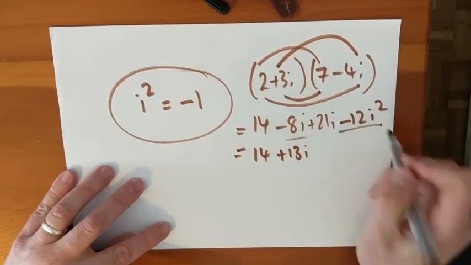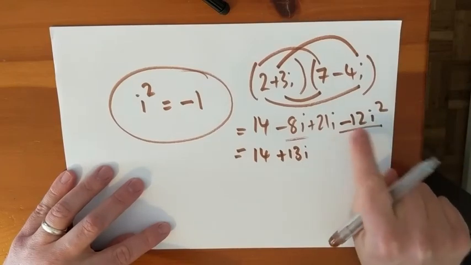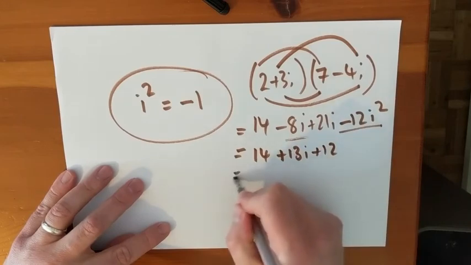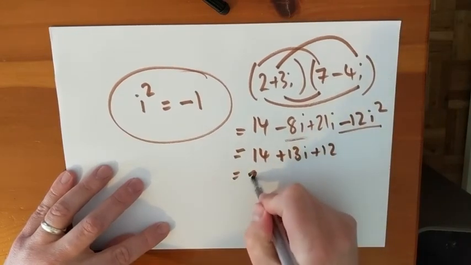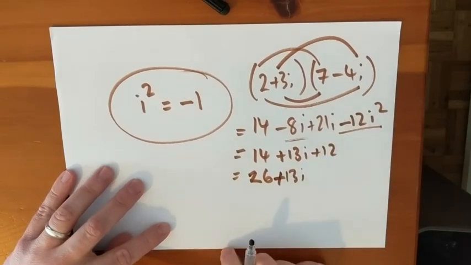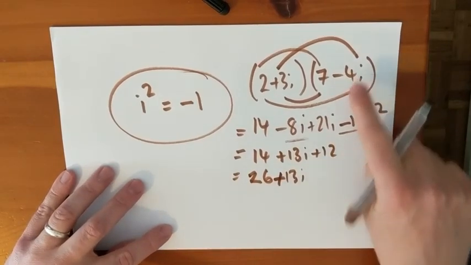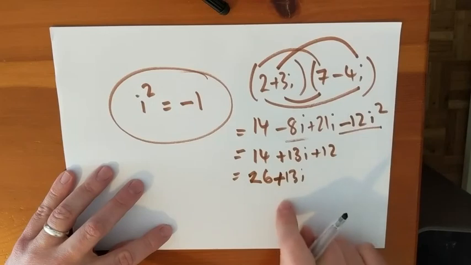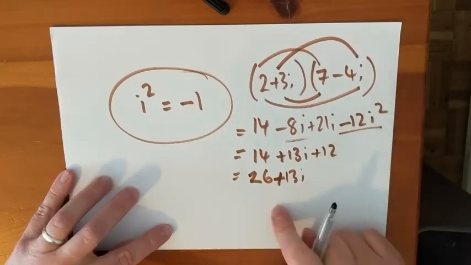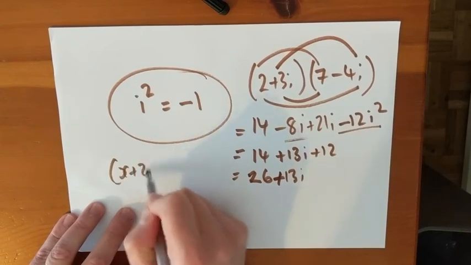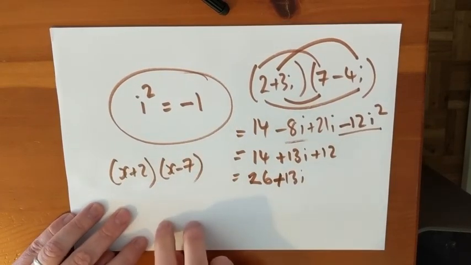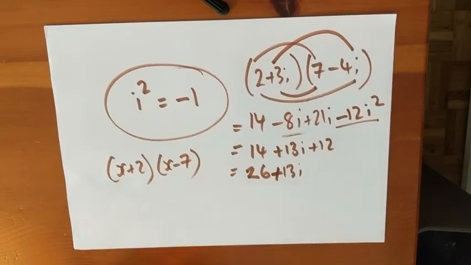The last one here, let's fix this because i squared is minus 1, so minus 12 times minus 1 is going to give me plus 12. And then simplify these two. That's 26 plus 13i. I suspect that if you try to do this all in one go, you're going to end up making a mistake, or you might miss a minus sign here. So just be careful. This process is just a little bit more complicated than doing something like x plus 2 times x minus 7, because you have this extra i squared bit at the back. Okay, so I'm going to give you some work. Good luck.